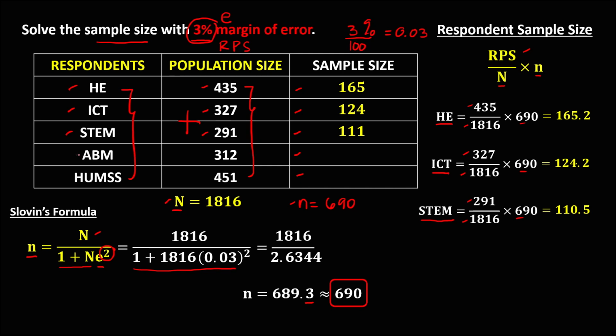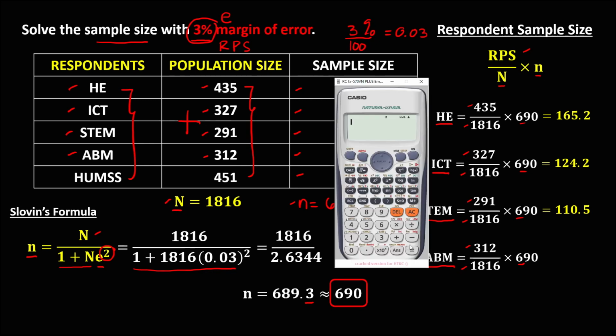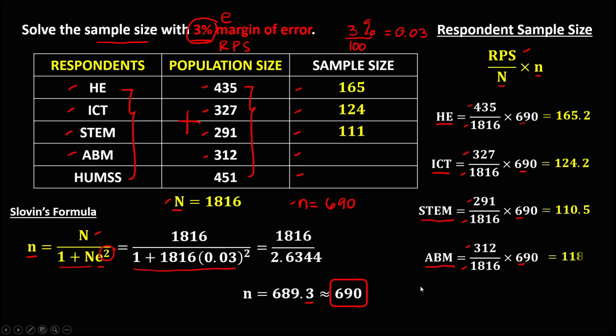111. Then for this respondent, the ABM, the respondent population size over the total population times the sample size. So to find out the sample size for this respondent, we have 312 divided by 1816 times 690. So that's equal to 118.5, or this is equal to 119. Then the last one for Humes.